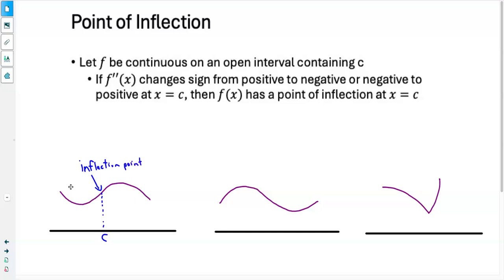So on the left side of it, f double prime of x, in this case, is greater than 0. And on the right side, f double prime of x is less than 0. And right at c, f double prime of x is equal to 0.